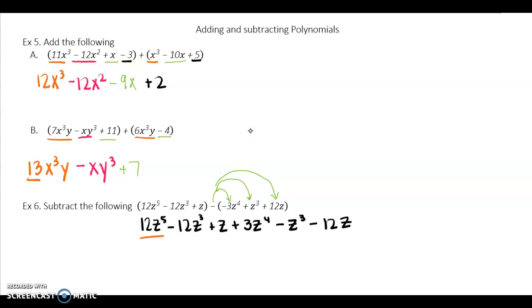There's no other 12z to the fifth, so we're going to go ahead and write that down. And we could combine these two because they're both z to the third. So that gives you negative 13z to the third. And then we have these z's right here. So that gives you a minus 11z. And the last thing is the z to the fourth, which I should have put in there, but I can rearrange things.